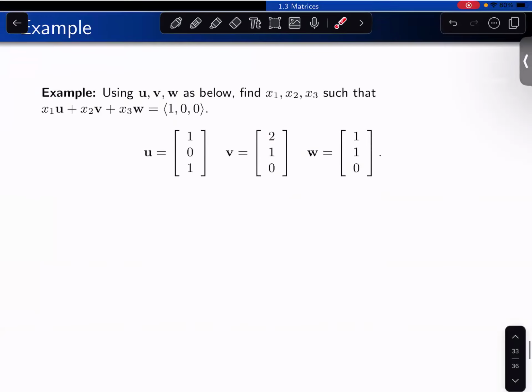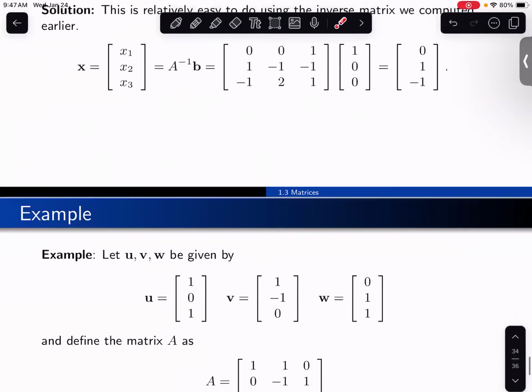Let's see. There's an example. I'm going to skip this example. It's something you can look at later on.